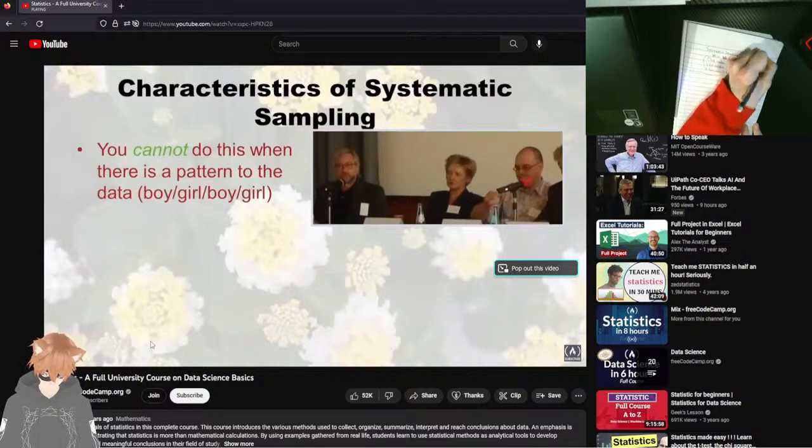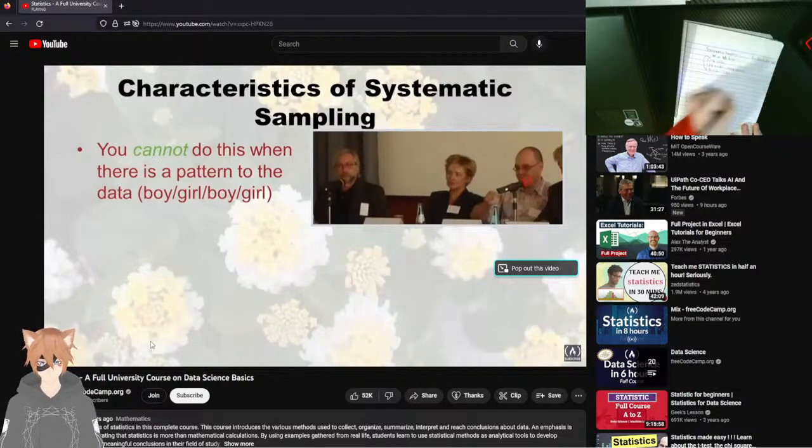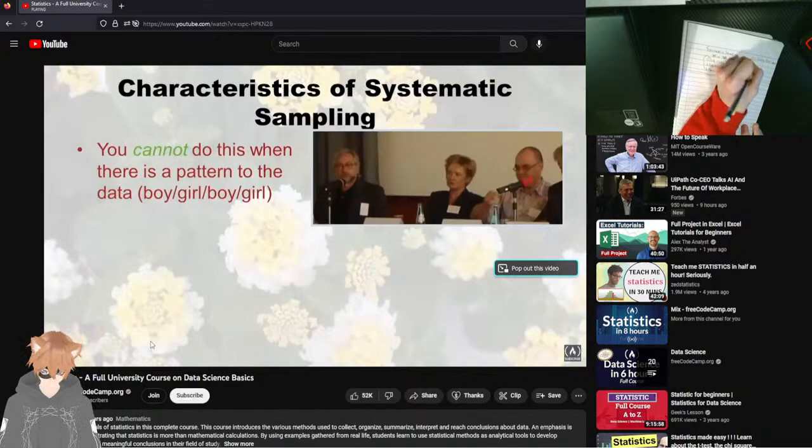If things are already set up boy, girl, for example, if you pick an even number, you're going to get all boys or all girls, right? And I noticed this when I was doing a study in the lab. We wanted to study whenever they put the assay through the machines. We thought some of the assays weren't running right, so we wanted to take a sample.